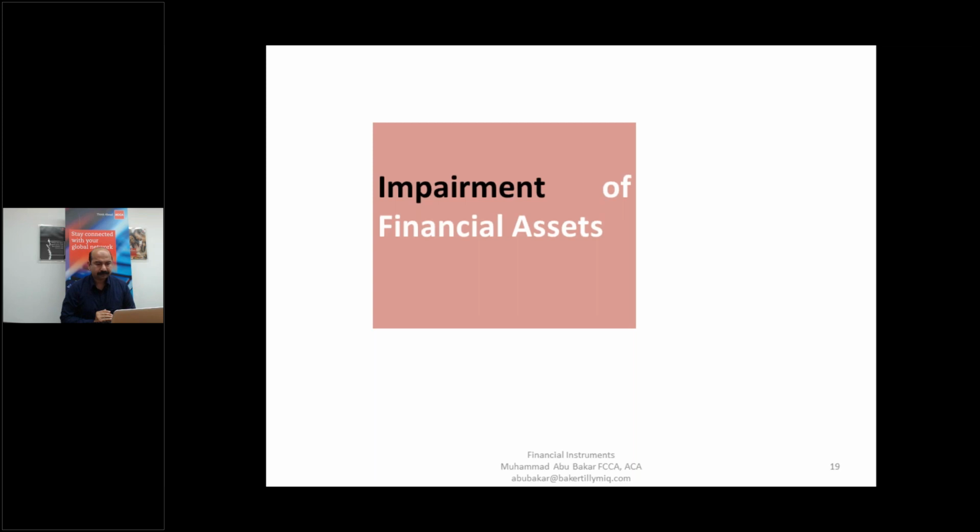Usman Yusuf is saying, kindly explain debt instruments with example where business model test and contractual test do not fulfill. See, the contractual cash flow test is not fulfilled in case of convertible bonds, as I mentioned earlier. So a convertible bond is an example where the contractual cash flow test is not being fulfilled.